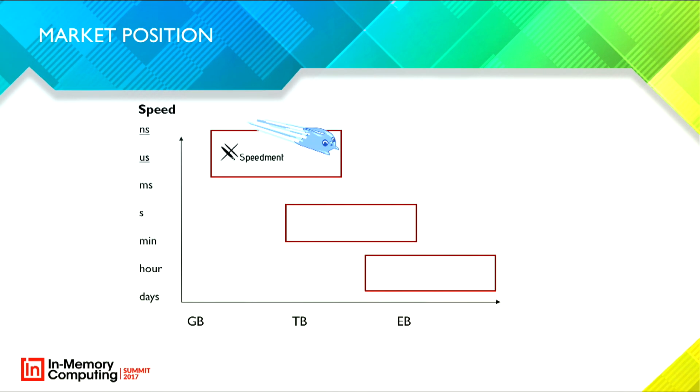Okay, so let's see where Speedment comes in from a market position. Some frameworks operate here. They can work with enormous amounts of data, but it takes a long time. Some other products are operating here. They can have slightly less data, but they can provide a result much quicker. Speedment is here in the nanoseconds, operating on a smaller set of data, but can provide results with much less latency. We're talking about maybe 10 terabytes and below. So if you have 100 terabytes, you should use another solution.